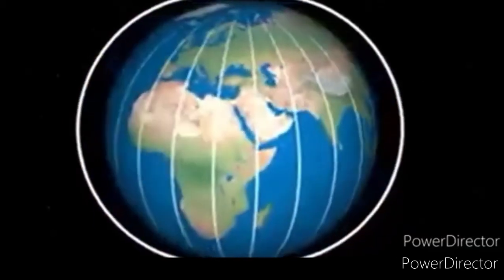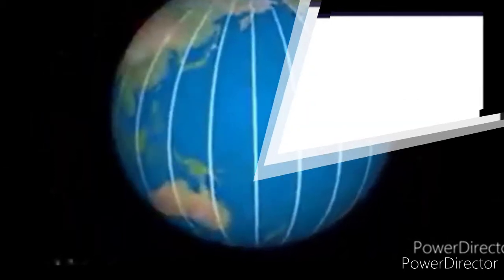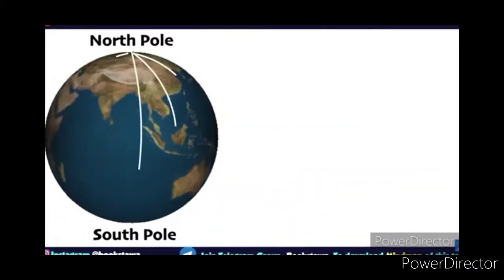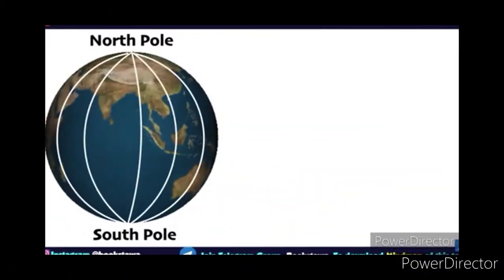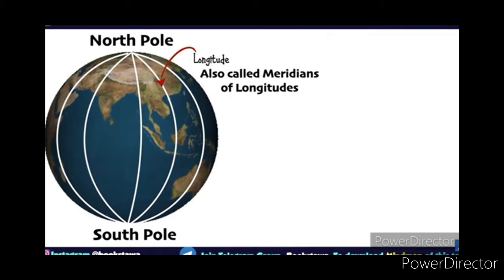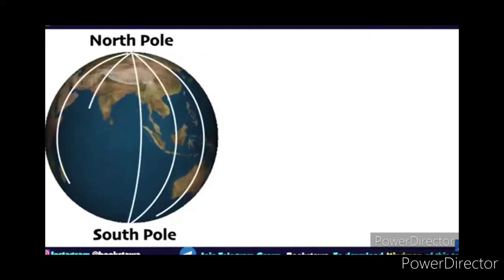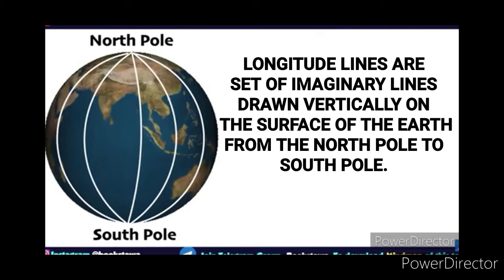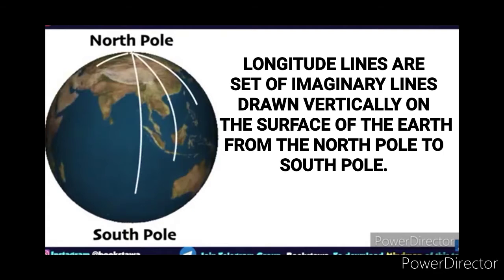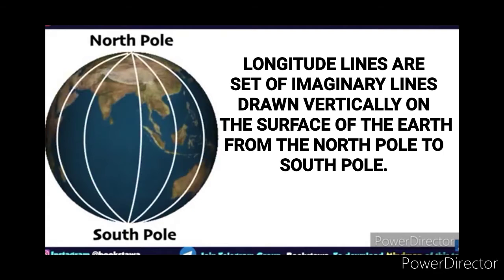So what are longitude lines? Longitudes are drawn as semicircles on the surface of the earth from North Pole to South Pole. These lines are also called meridians of longitude, as the lines are drawn parallel to the meridian. So longitudes are sets of imaginary lines drawn vertically on the surface of the earth from North to South Pole.